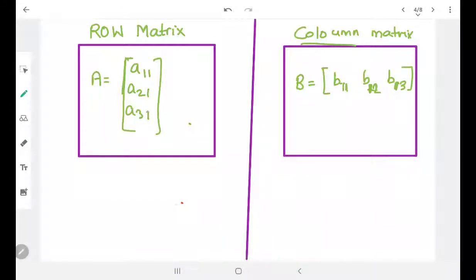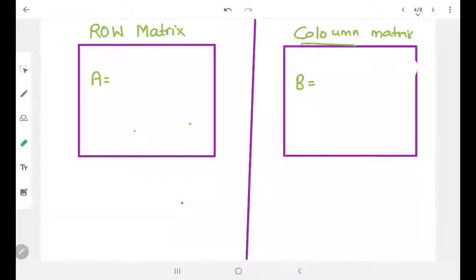Row matrix. Now what is a row matrix? A matrix which has only one row is known as a row matrix. So for example, here if I make one row, say the elements are 2, 3, 5. So this is a row matrix.